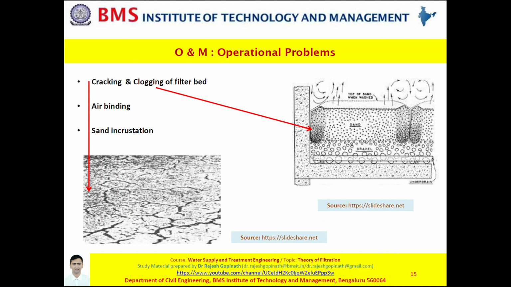Now when the head loss increases, it leads to cracking. So this is a vicious cycle. Second operational issue, air binding.